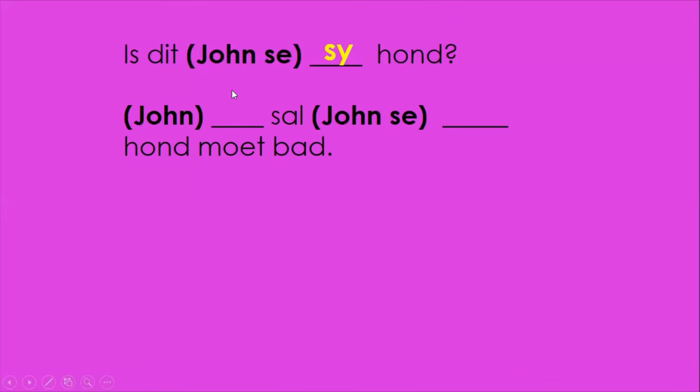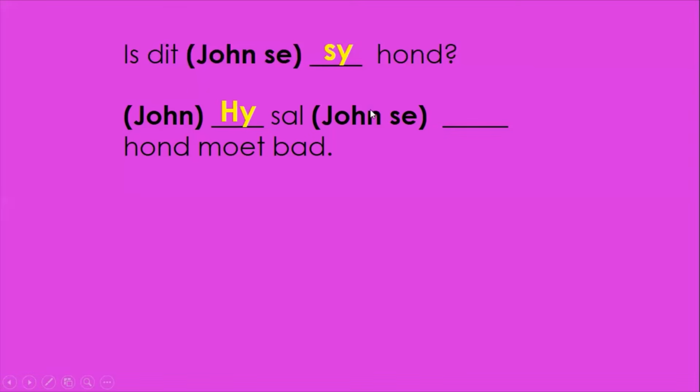Now next one, John se hond moet bad. So they want us to give this voornaamwoord. So number one, it's in the beginning of the sentence. So we immediately think, okay, it might be the subject. But we just learned that it might be the object pronoun as well. But let's double check. What is second? Sal, meaning a whole backward. So it will definitely be the subject pronoun, meaning hy. Because it's a boy, there's ek, sy, en hy. Hy for male. So hy sal John se hond.